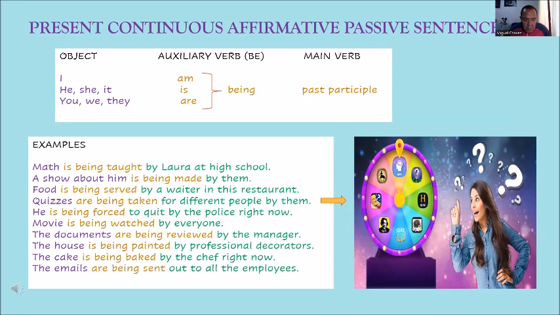Examples. Math is being taught by Laura at high school. A show about him is being made by them. Food is being served by a waiter in this restaurant. Quizzes are being taken for different people by them. He is being forced to quit by the police right now. Movie is being watched by everyone.